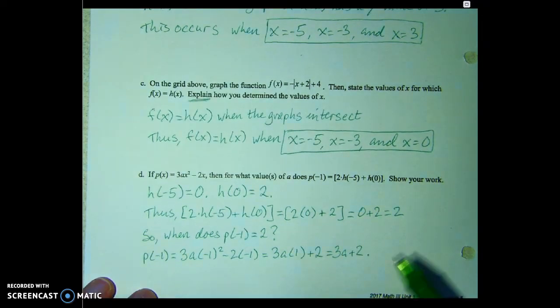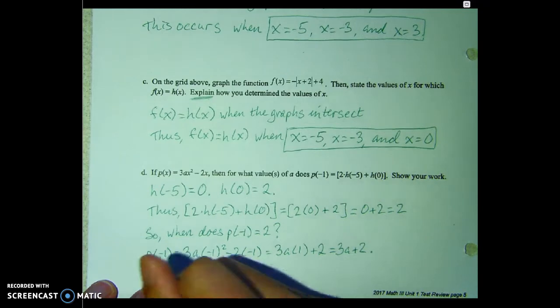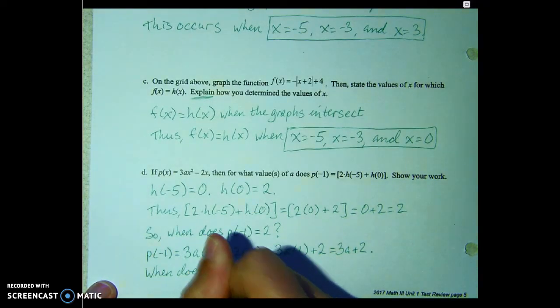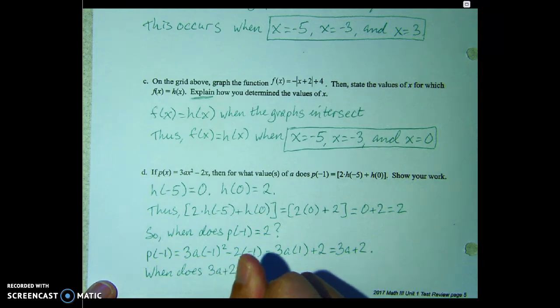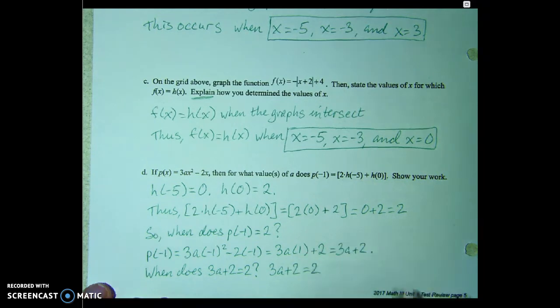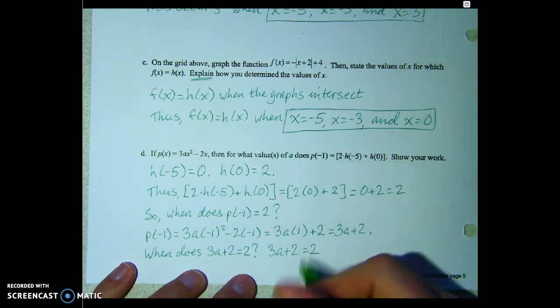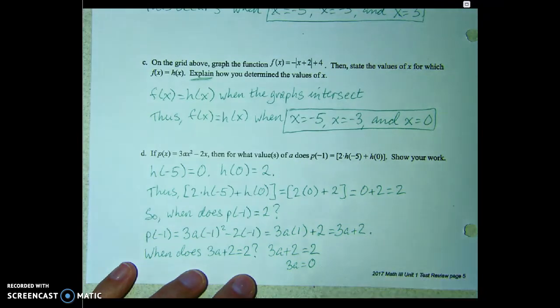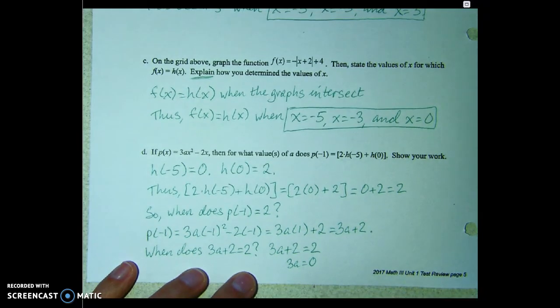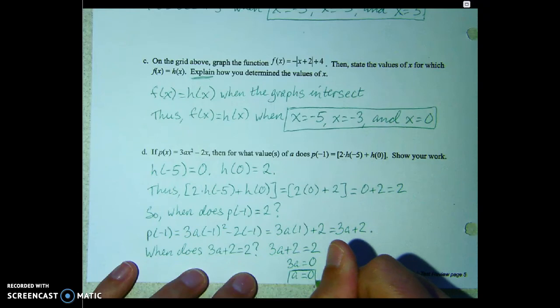So putting it all together, we now need to find when 3a plus 2 is equal to 2, right? When does 3a plus 2 equal 2? I'm going to set them equal. 3a plus 2 equals 2 is going to be my new two-step equation, right? Subtract 2 from both sides and we get 3a equals 0. Well, if 3a equals 0, then of course a has to equal 0 due to the zero product property, or simply dividing both sides by 3, however you want to look at it. So a has to equal 0.